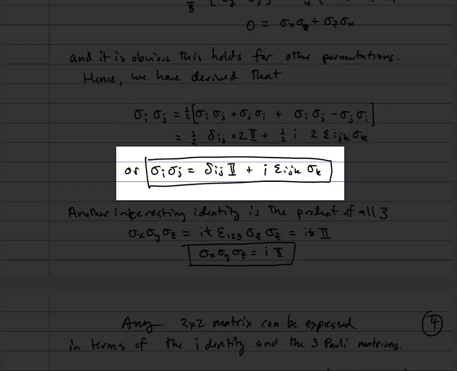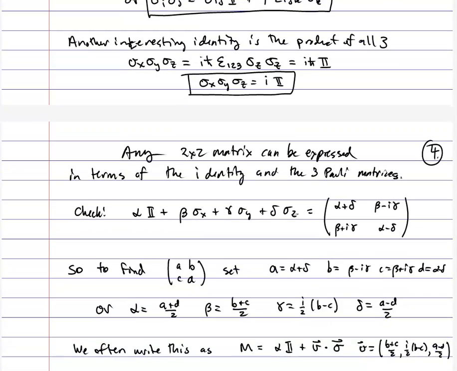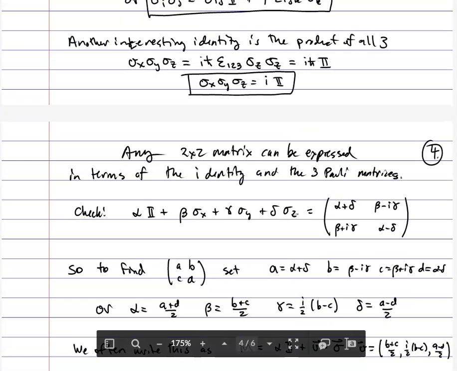Now, this is a really important identity. The product of two Pauli matrices, sigma_i sigma_j, is delta_ij times the identity matrix plus i epsilon_ijk times sigma_k. Now, another interesting identity is the product of all three of these.